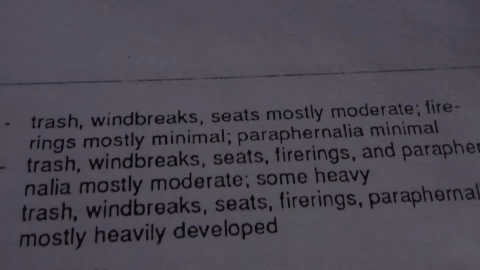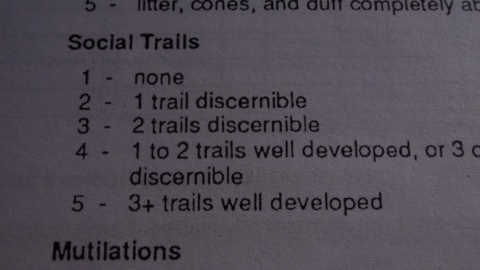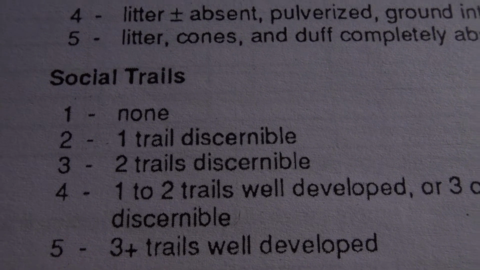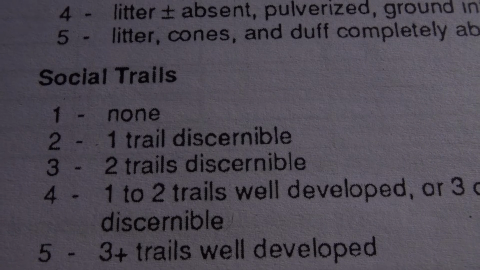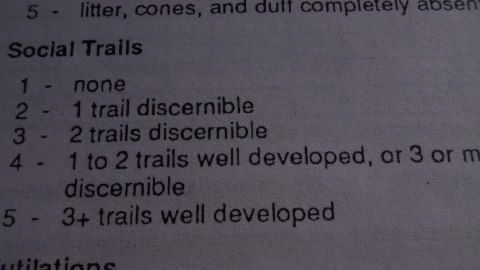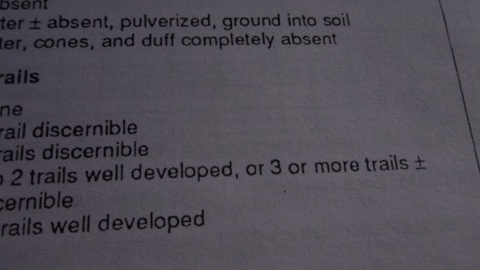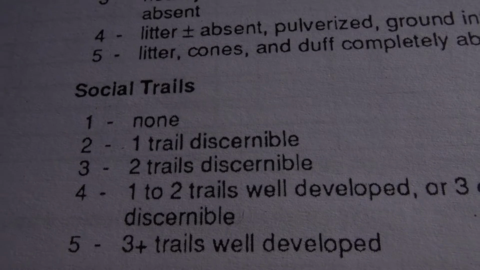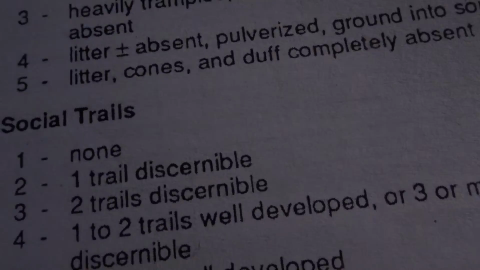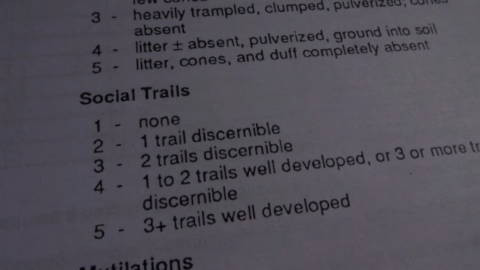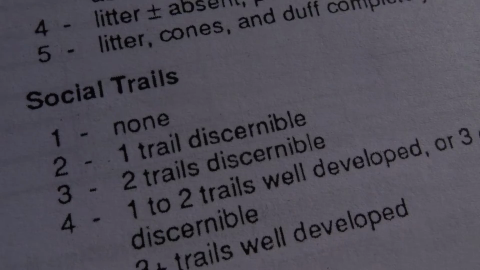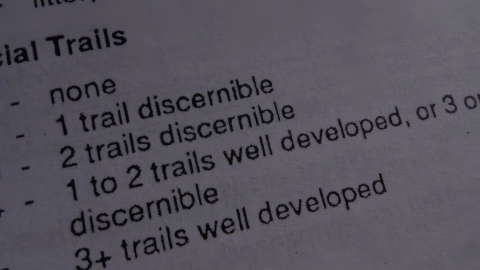Social trails. So let's take a look at what they're looking for. 1 is none, not having any. 2 trails discernible. 2 trails discernible for number 3. 1 to 2 trails well developed. 3 or more trails more or less discernible. 3+ trails developed. So social trails, these are not the trails that the Forest Service put in. These are ones that have just been created by users for use. And I'd say we have two trails that are discernible. They're not well developed, so let's just go take a look at those.